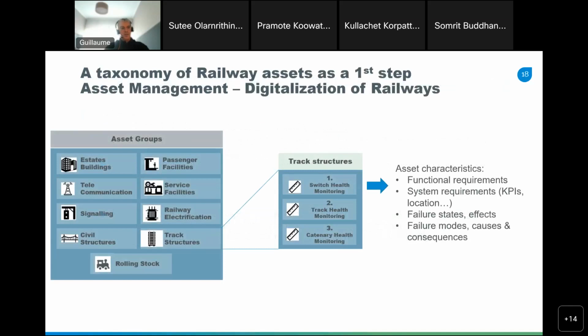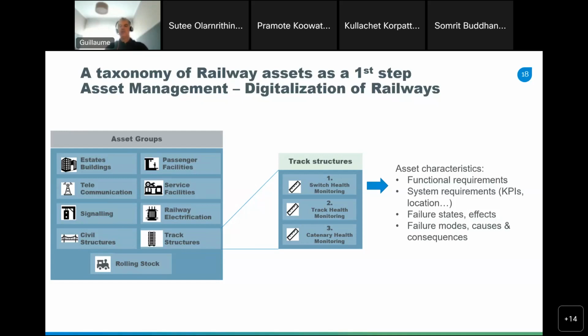Just looking at the time, okay, we should have some time to continue. So as a first step, we have already defined a kind of taxonomy of the railway assets, a classification in different asset groups from track structures, civil structures, signaling, telecom, and so on. For all of these asset groups, you then have subdivisions. Here we put an example for the track structure regarding the points and switches, the tracks, catenaries, and so on.